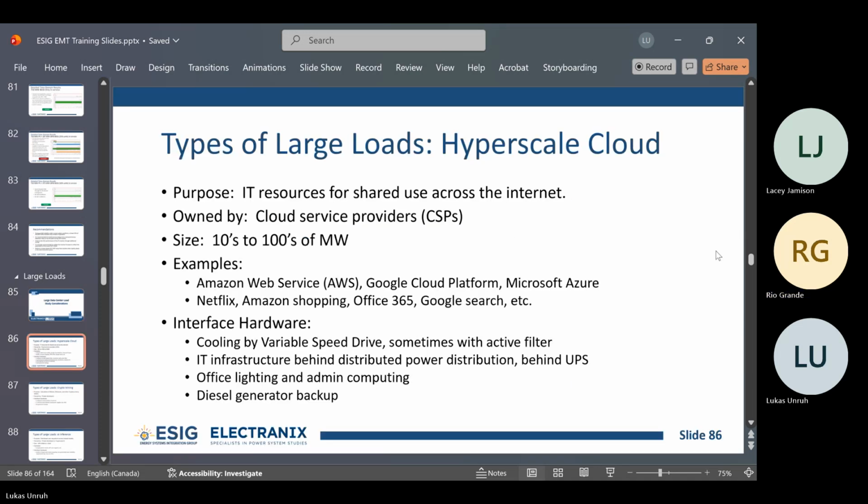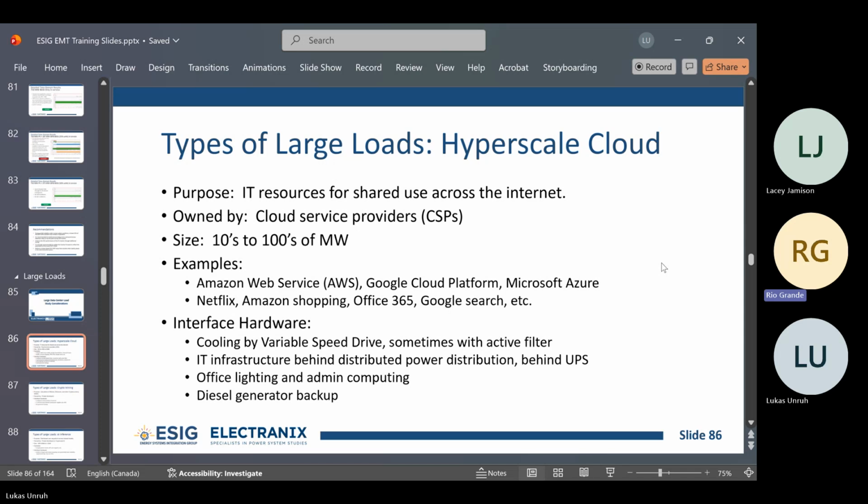So I think we'll start off by mentioning a few types of these large data center facilities and some specific characteristics of them that are important to think about. First one here is hyperscale cloud facilities. These are typically owned by cloud service providers, companies like AWS, offering cloud compute to whoever wants to use it. They typically have a pretty flat load profile. The hardware would be cooling with a variable speed drive, sometimes with an active filter, and IT infrastructure behind distributed power distribution, often behind a UPS.